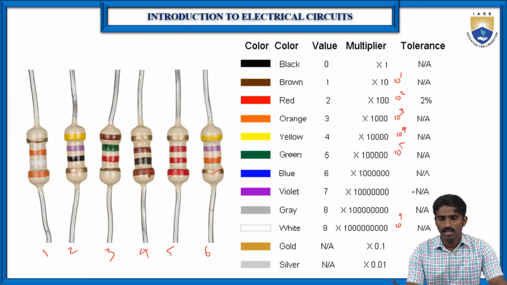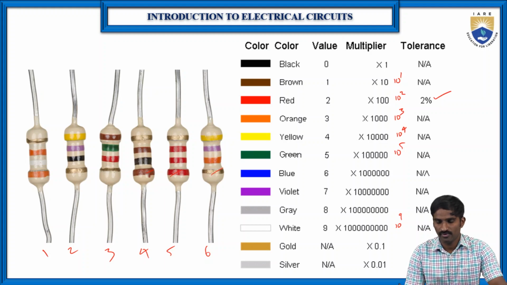Like that, here it is 10 to the power of 5, and so on up to 10 to the power of 9, right? And the tolerance, of course, only three colors have a tolerance. One is red, which is 2%, which means plus or minus 2%, the gold is 5%, which means plus or minus 5%, and the silver is 10%, which is plus or minus 10%, right?